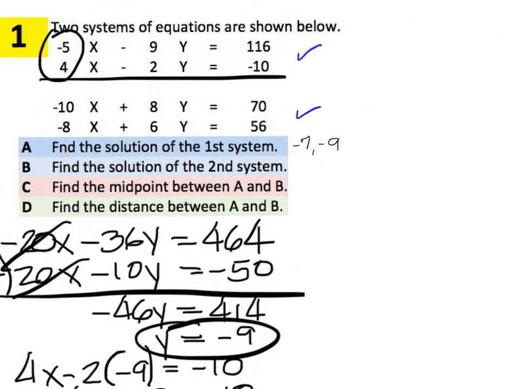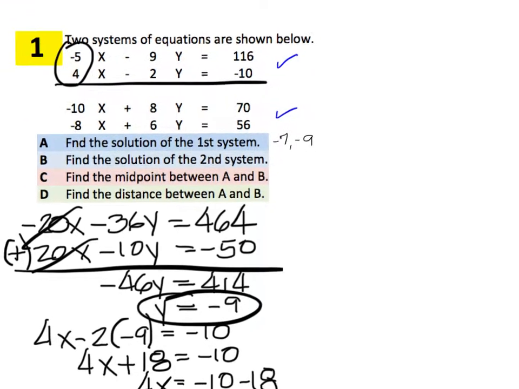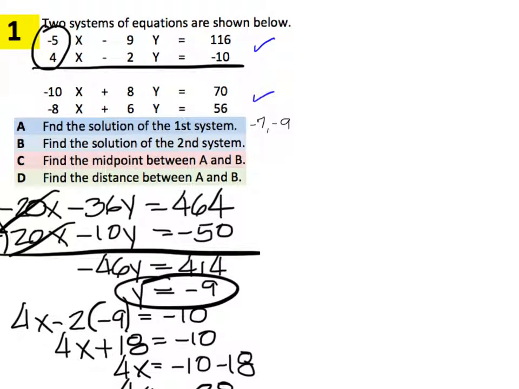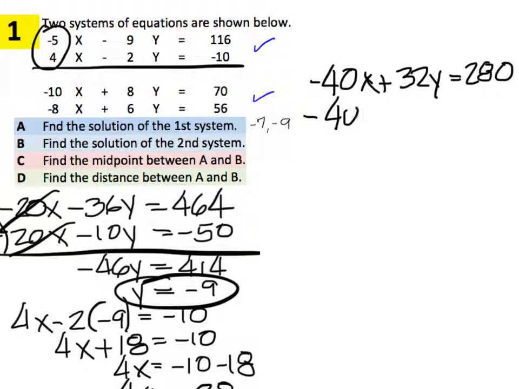So I'm going to multiply the top by what number? 4. Yeah, by 4. So I'll come up with negative 40x plus 32y equals 280. What am I going to multiply the bottom one by? 5. So a negative 40x plus 30y equals 5 times 56, 280.